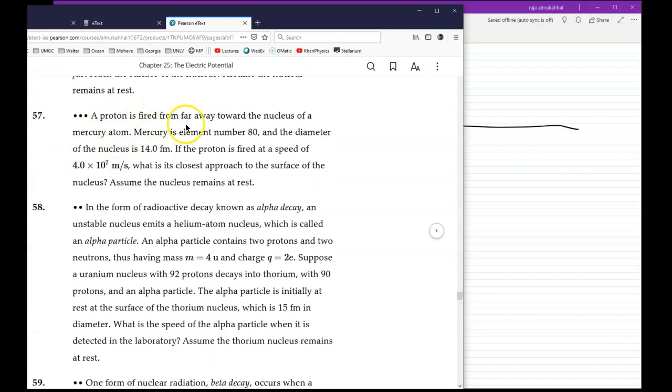Okay, he said a proton is fired from far away toward the nucleus of a mercury atom. The mercury has element number, which is the number of protons in it, 80. And the diameter is 14 femtometer, so that's a larger nucleus. If the proton is fired with a speed of 40 million meters per second, what is the closest approach to the surface of the nucleus?